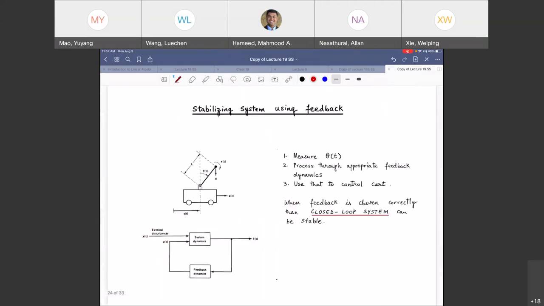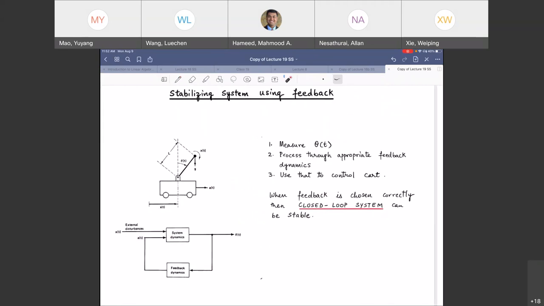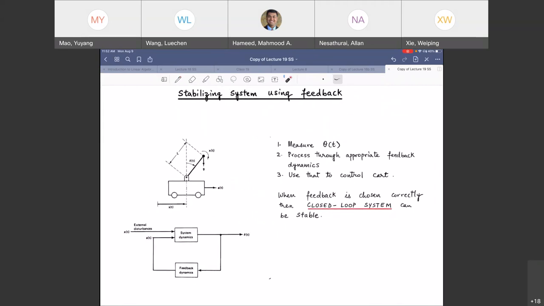All right, so let's move forward here. So in order to stabilize this system using feedback, there are a few steps that are mentioned. First step is measure theta of t. As soon as you measure theta of t, process through the appropriate feedback dynamics, g of s, use that to control the acceleration of the cart.